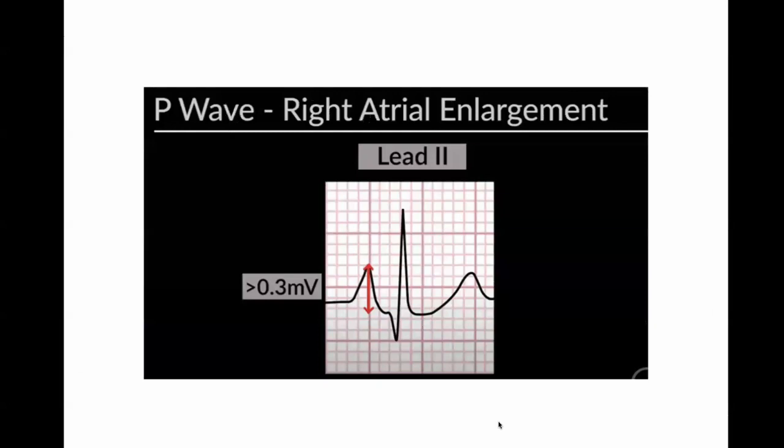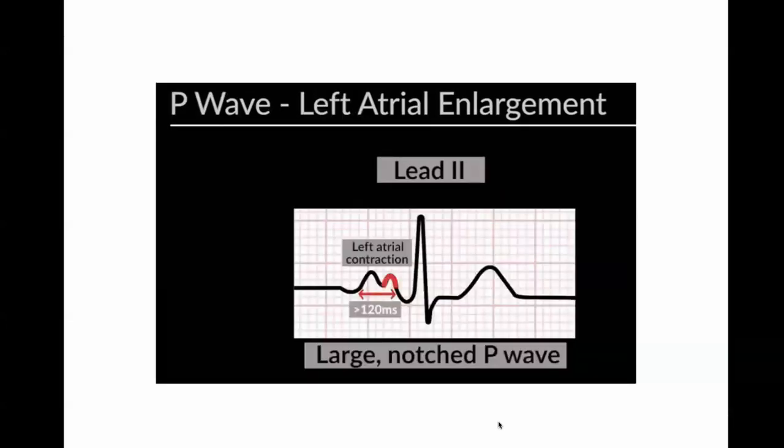Patients who have right atrial enlargement have large P waves in lead 2, as you can see here in this image. Again, the P wave in right atrial enlargement is usually greater than 3 small squares, so taller than 3 small squares. For left atrial enlargement, we look at the second half of the P wave. This gives a notched P wave in lead 2. This is usually greater than 120 milliseconds. In lead 1, this gives a biphasic P wave.